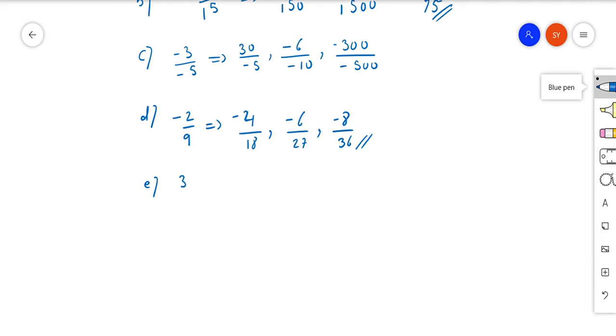So the easiest one, 3 by minus 7, so take the minus sign at the top, or even if you don't take it, since we're just finding equivalents, you can keep it as it is, just multiply by say 10, so it will be 30 upon minus 70, or you can take it on the numerator at the top. 300 upon 700, 3000 upon minus 7000.